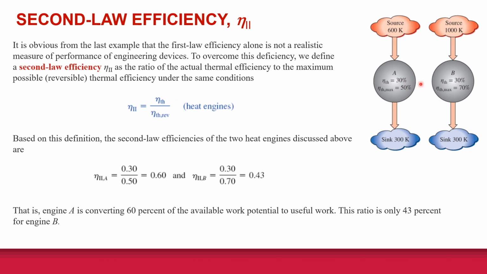In the case of engine A and engine B, we can calculate this. For engine A, we end up with 0.3 divided by 0.5, or 0.6. For engine B, we end up with 0.3 divided by 0.7, or 0.43. So here we can see the difference, that engine A is actually the better engine. What this means is that engine A is converting 60% of its available potential work to useful work, and for engine B, it's only 43%. So engine A is the better engine again.